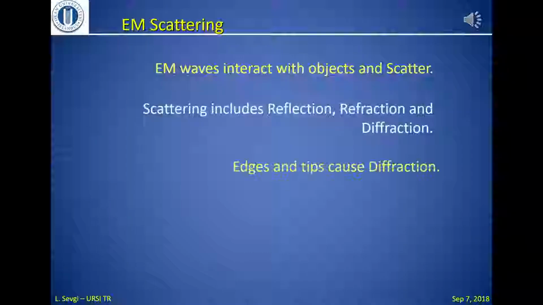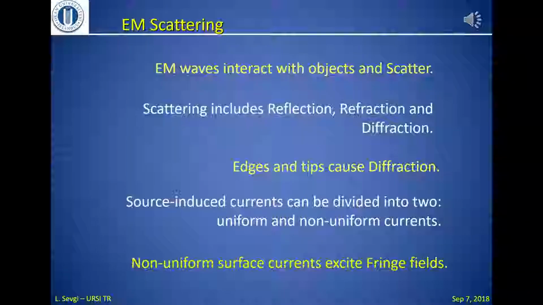The next few slides are about electromagnetic scattering. Electromagnetic waves interact with objects and scatter. Scattering includes reflection, refraction, and diffraction. Edges and tips of an object cause diffraction. Source-induced currents can be divided into two: uniform currents and non-uniform currents. Non-uniform surface currents excite fringe fields.